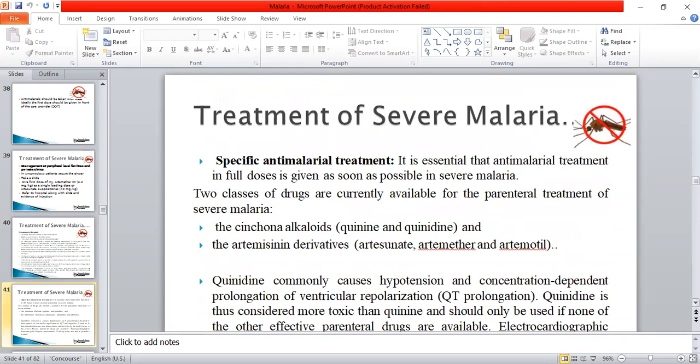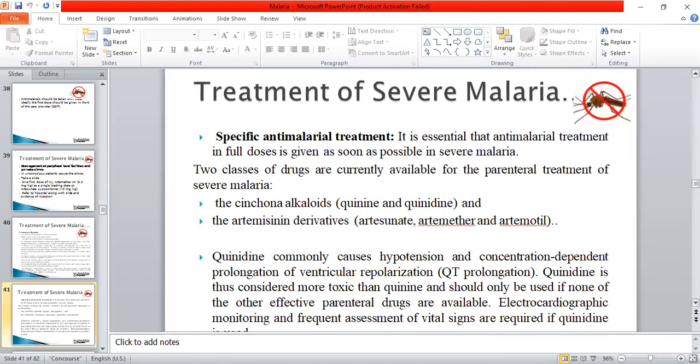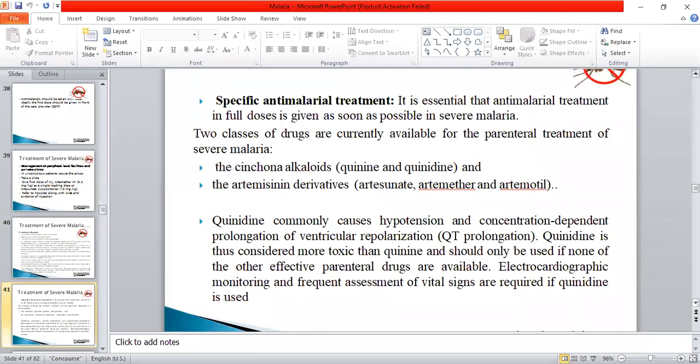Specific antimalarial treatment: it is essential that antimalarial treatment in full doses is given as soon as possible in severe malaria. Two classes of drugs are currently available for parenteral treatment: cinchona alkaloids, which include quinine and quinidine, and artemisinin derivatives, which include artesunate, artemether, and artemotil.